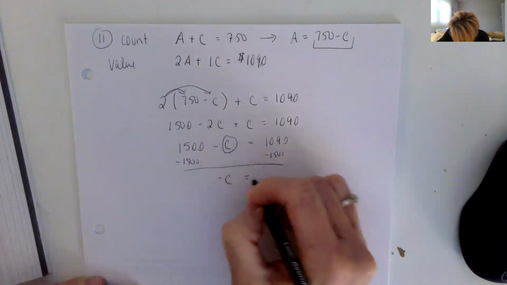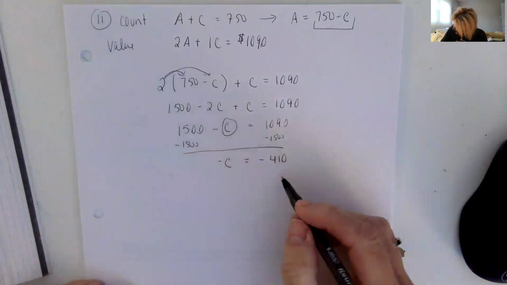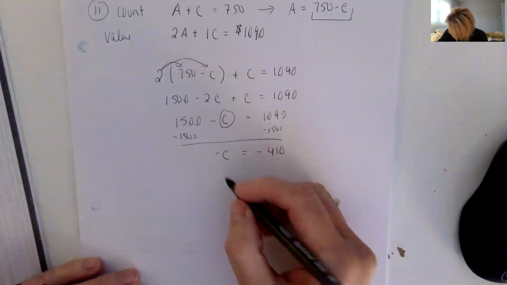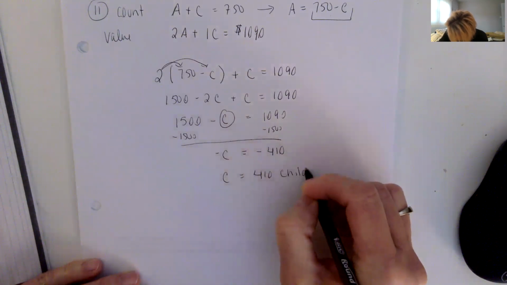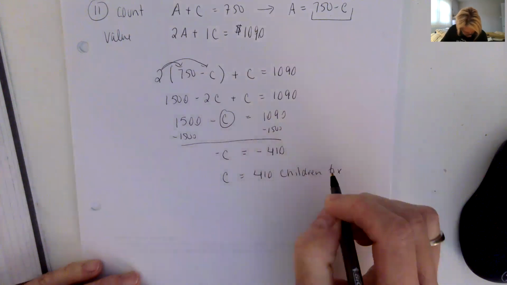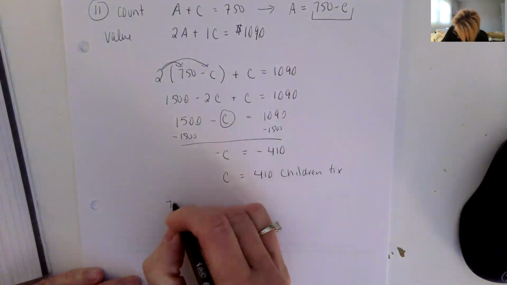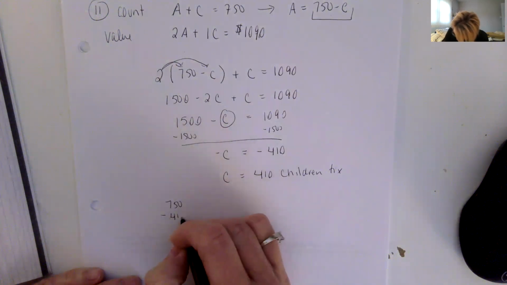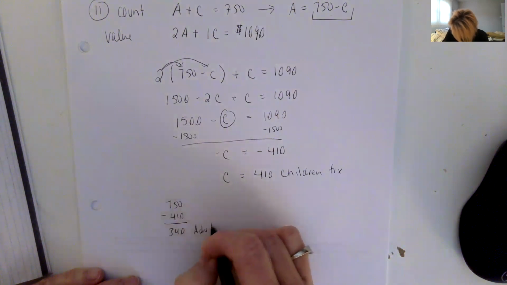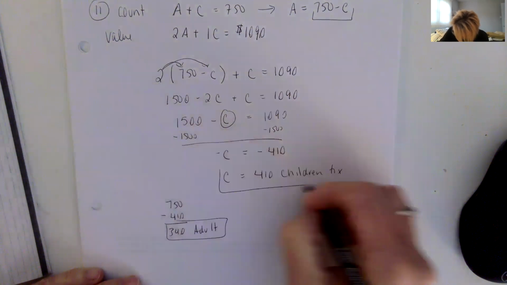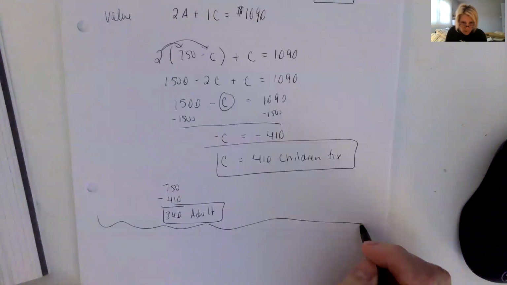We get a negative C equals a negative 410. And we can't have negative children, so we have to divide through by a negative. So C equals 410 children tickets. Okay, so that means 750 minus 410 is 340 adult tickets. We did it.